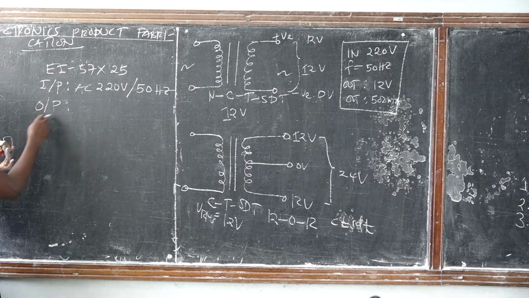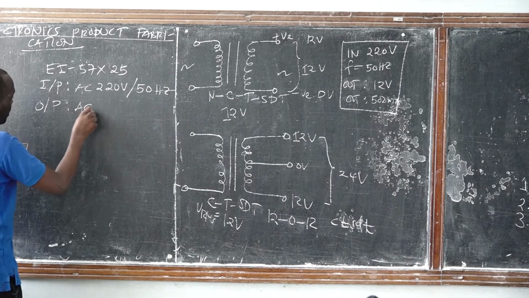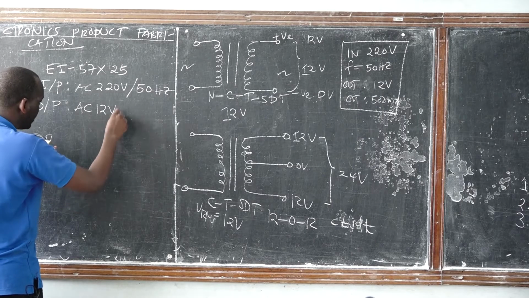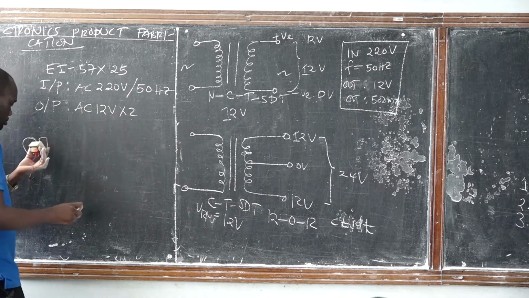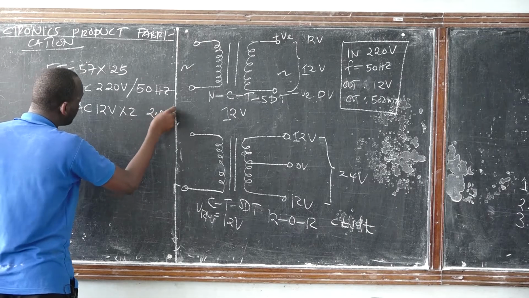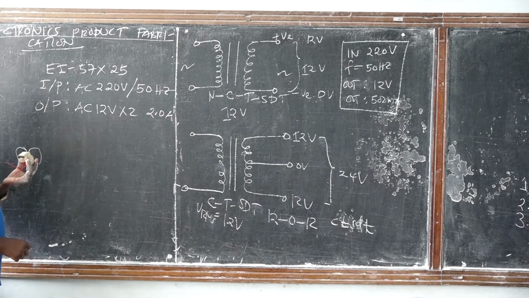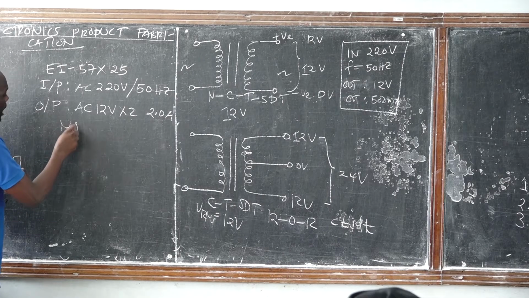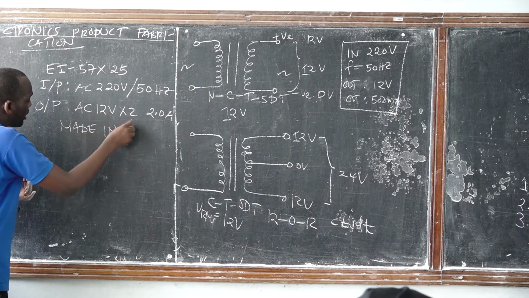So then we have O/P. This means output. This is input, this is output. This is how we used to present information in electronics. So for the output, this is AC 12 volt, then times 2. And this is 2.0 ampere. Then the other words, you'll find made in China.